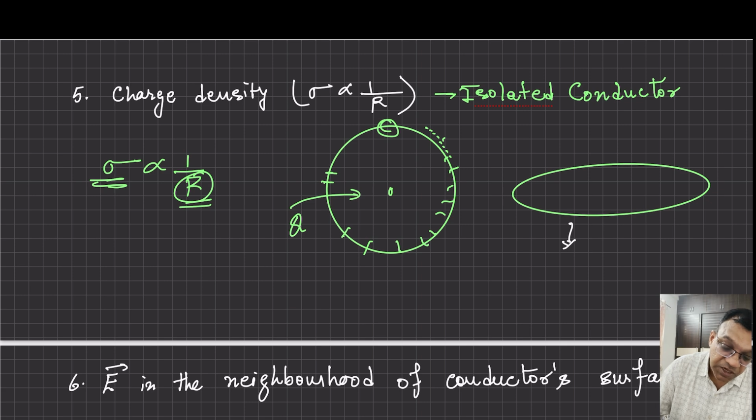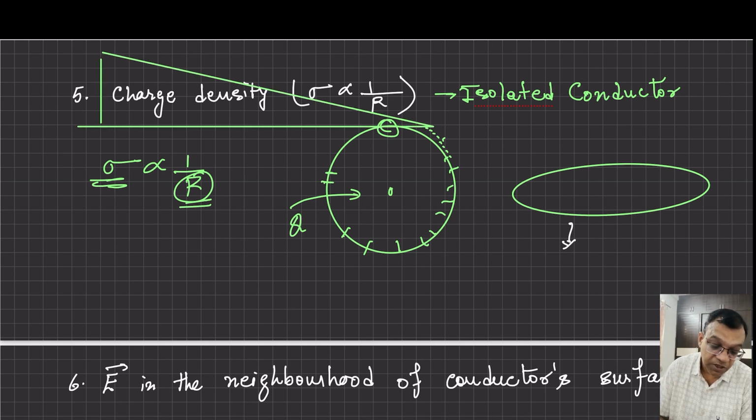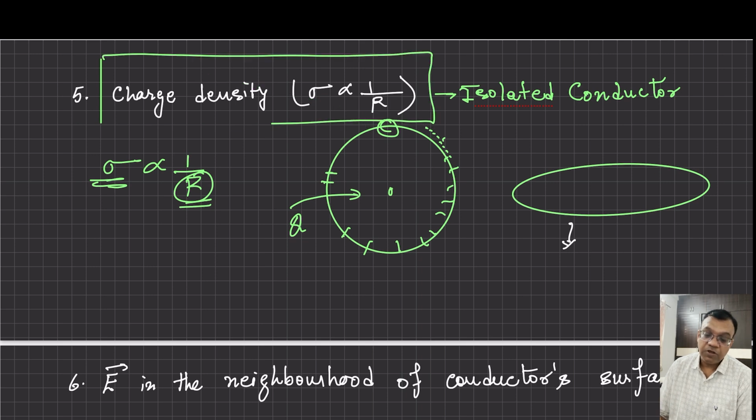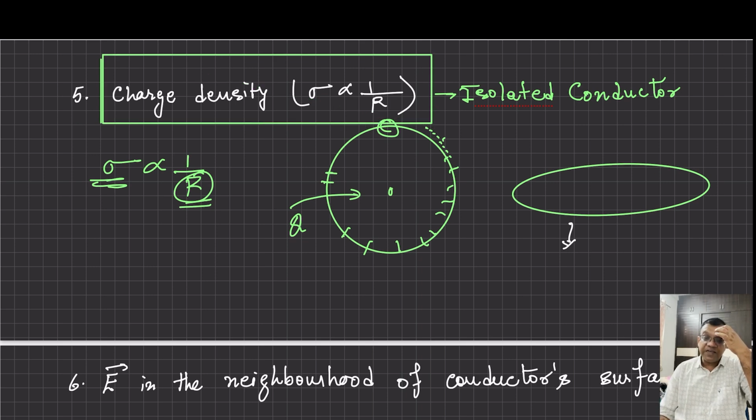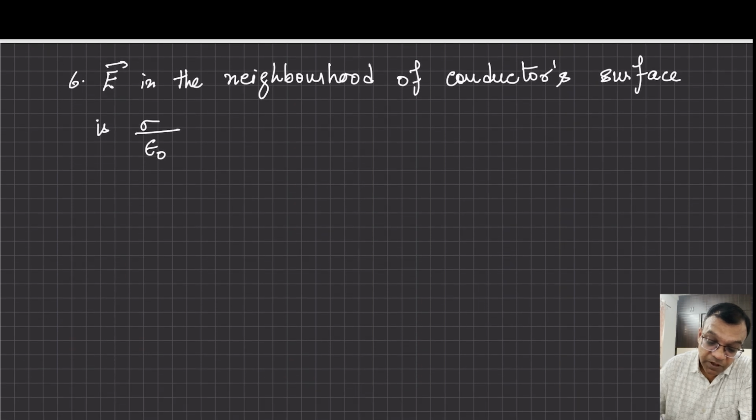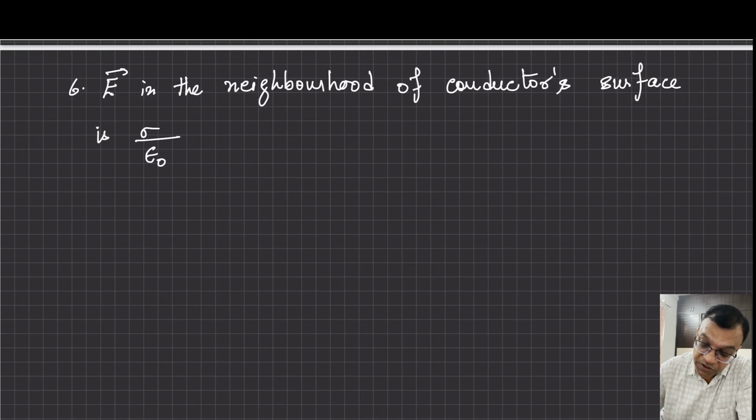Charge density is inversely proportional to the radius of curvature, and this is valid only for an isolated conductor, not for a non-isolated conductor. Now the next point you take: electric field in the vicinity, the neighborhood of the conductor surface, is sigma upon epsilon naught.